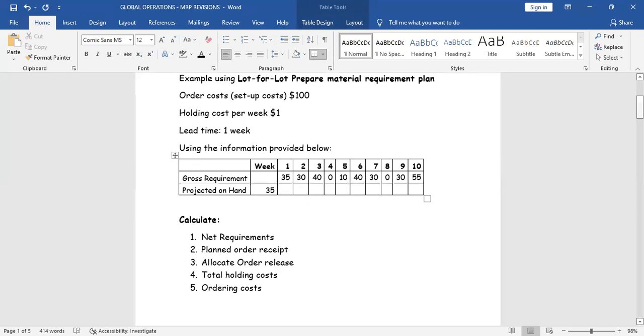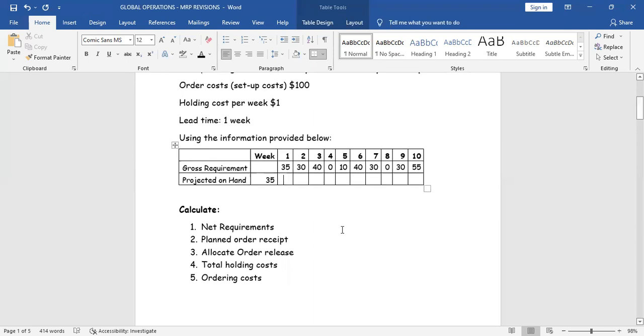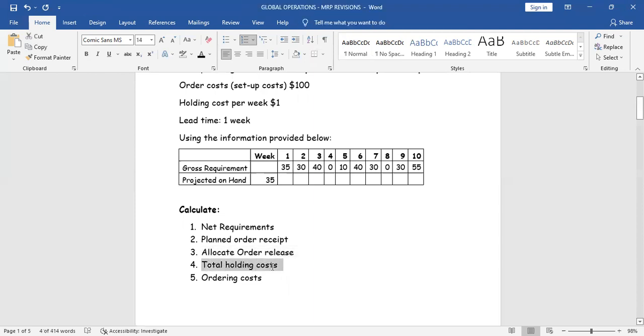Now the examiner is asking us to calculate the net requirements, number 1, then number 2, planned order receipt, and then number 3, planned order release, and then number 4, total holding cost, total ordering cost, and perhaps the total inventory cost. Total inventory cost, let me put it like that.